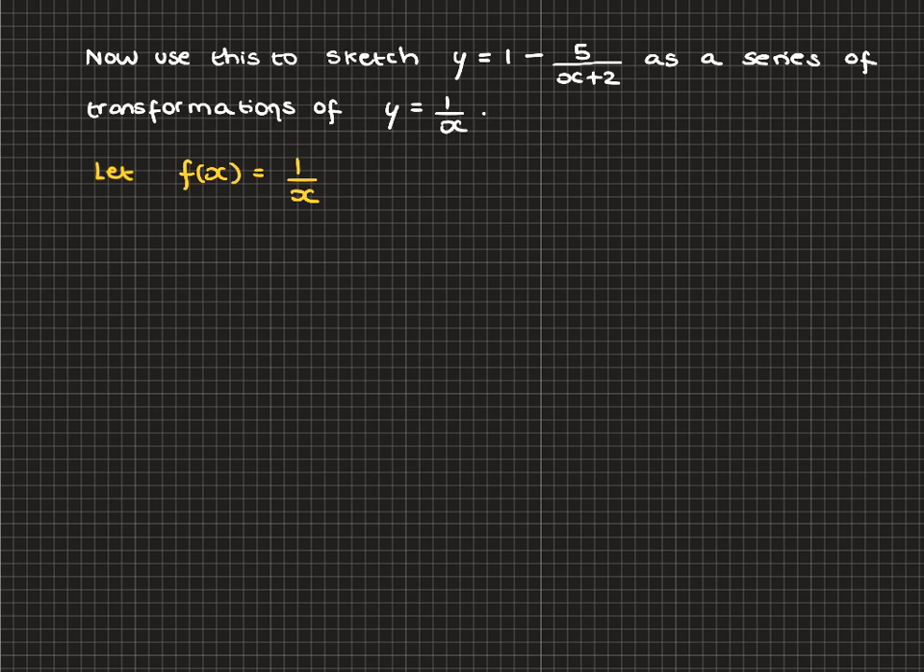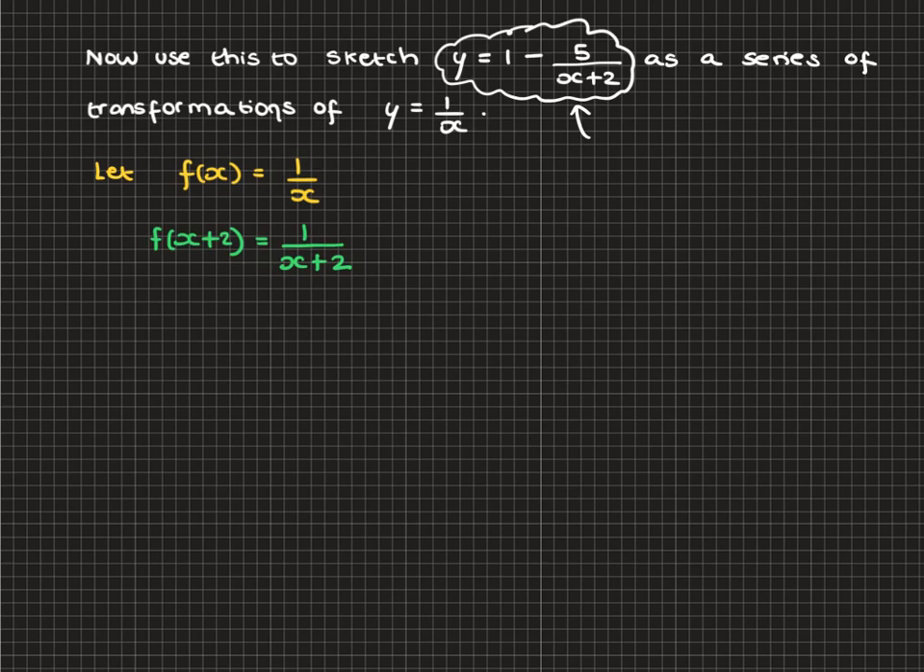Now, I'm then going to think about the denominator here, so that's 1 over x plus 2, which of course means we must be thinking about f of x plus 2. So slowly and steadily, we're building up this function here.